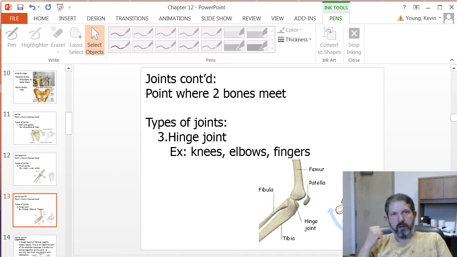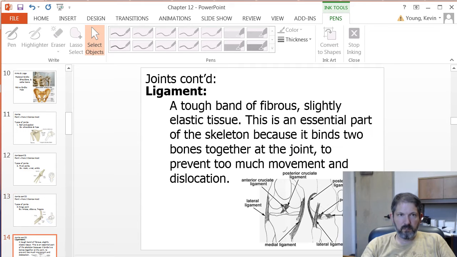Hinge joints are kind of more your typical. All your fingers have hinge joints. Your elbow is a hinge joint. Your knee is a hinge joint. Ligament is attaching bone to bone, and the knee has several ligaments to hold it together, and it prevents too much movement and keeps things held together properly. Now, you have tendons of muscles that also help hold everything in place, but the ligaments are necessary.